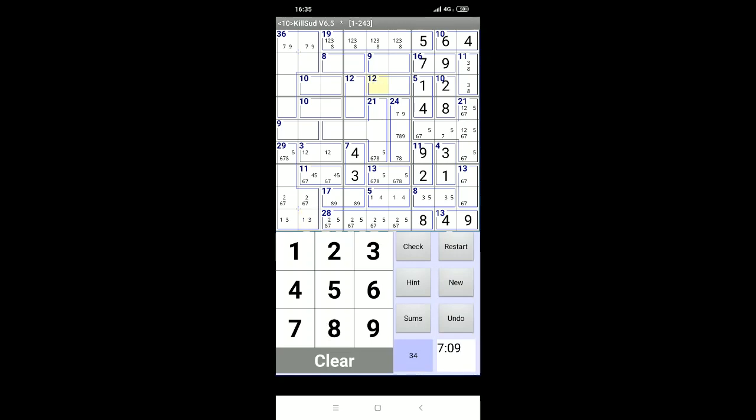This 12, these 1, 2 does not help in the least for the 12. It's 3, 4, 5, 7, 8, 9. However, here there's a 7, 8, and a 9. And this one, the same 7, 8, and 9 also prevent here from being 7, 8, or 9.